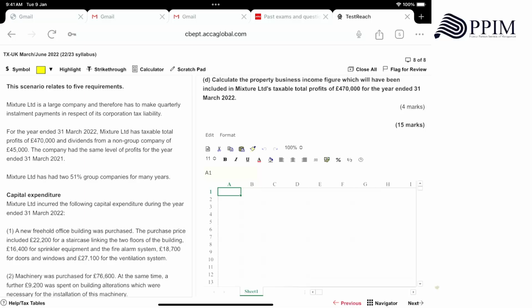So clearly we should deduct all the expenses. We should deduct all the expenses that they did previously? We did the capital. This is not the capital one. They are asking for property income.